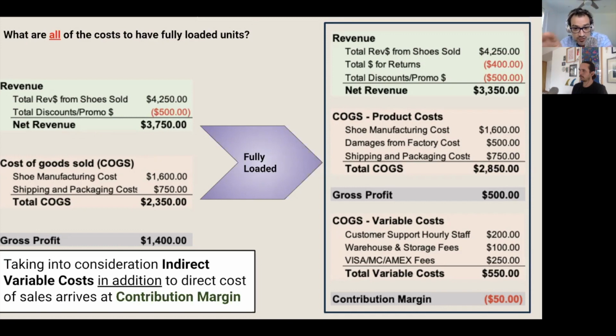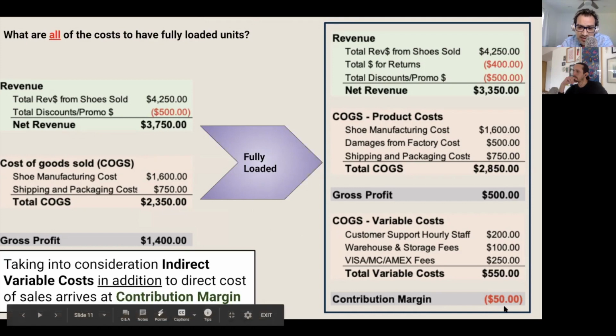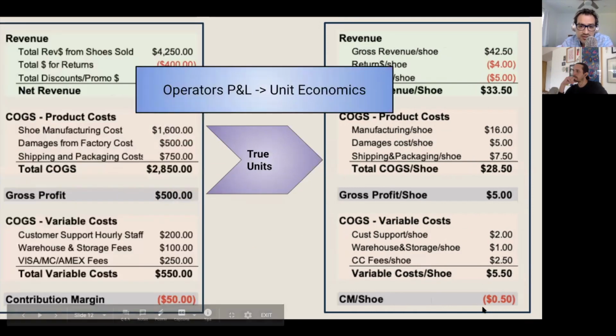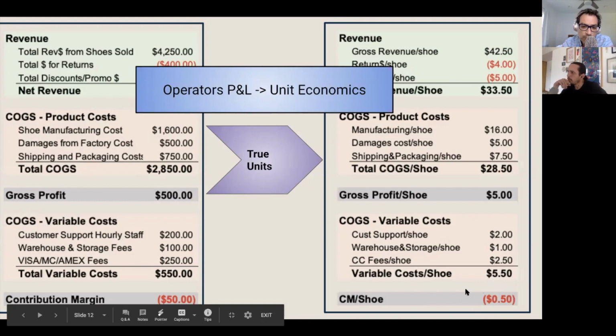So now, let's go back to this example. And we now have fully loaded these unit economics, as we like to say, and the company is losing $50 contribution margin, where on a true units basis, now we're looking at the operator's P&L. We've divided that operator's P&L by 100 units sold. We're actually losing 50 cents per shoe or per order. So Esteban, big difference, no?